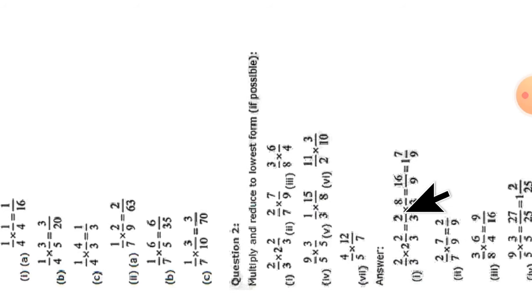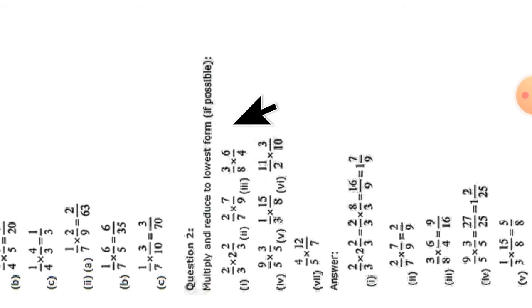Now question number 2. Multiply and reduce to lowest form if possible. So first one, 2 upon 3 into 2 integer 2 upon 3.